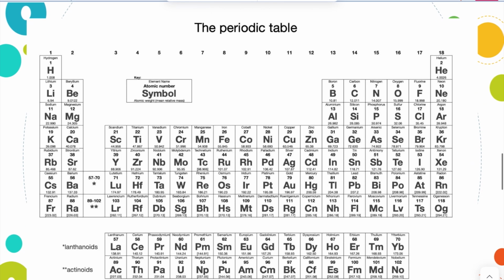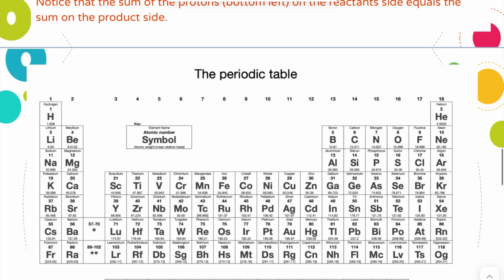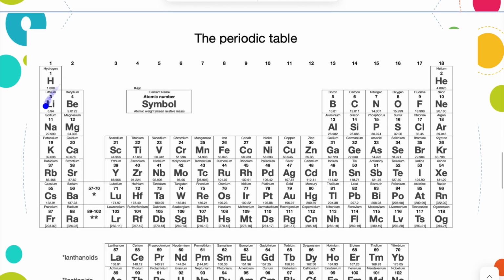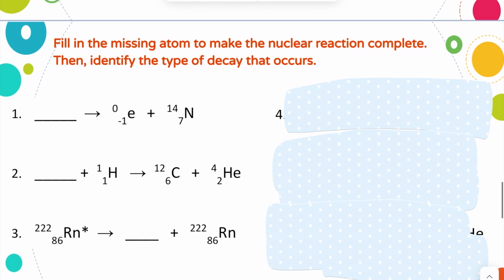I put a periodic table in here for us because we do need those protons. We are going to rely on the symbols to tell us what isotope we're dealing with. We're not using the masses from our periodic table because, again, that's the average atomic mass. So let's go ahead and fill in the missing atom to make the nuclear reaction complete, and then we can identify the type of decay that occurs.